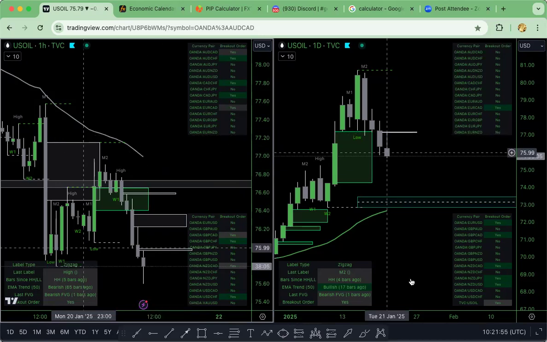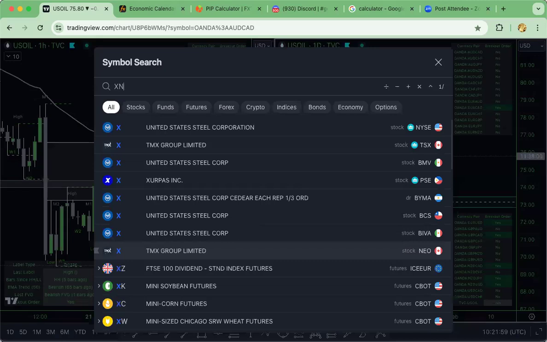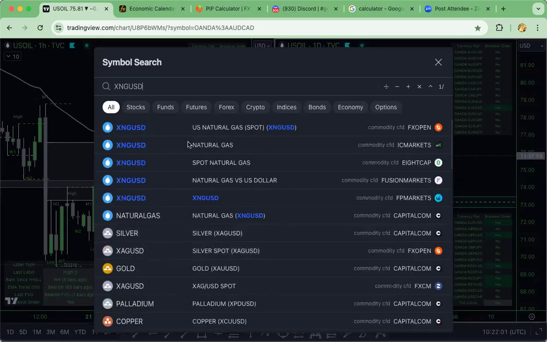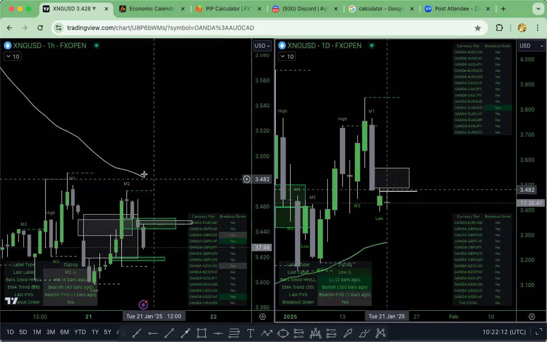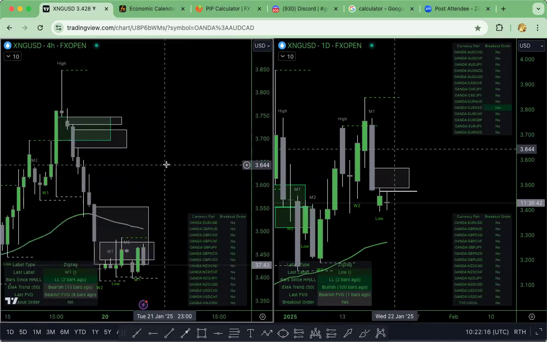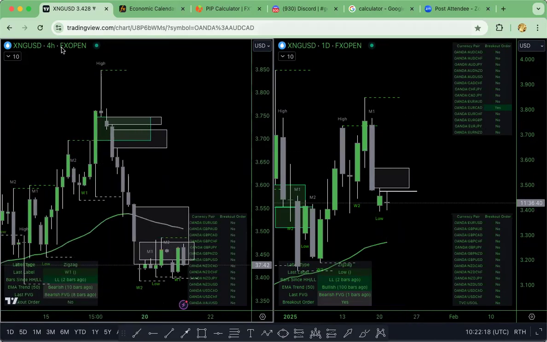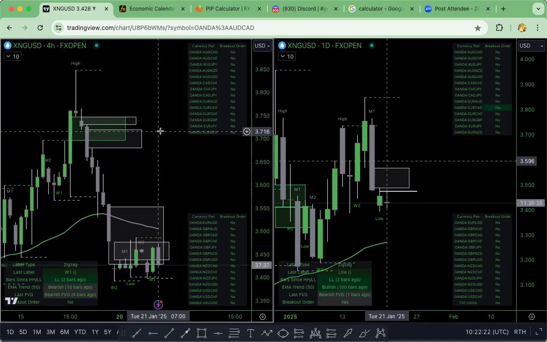XNG USD. Let's go into here. Where's XNG USD? US natural gas. I don't know if this one will work here, but yeah, we have it here as well, guys and girls. It's the same thing. So let's go to the 4 hour first, and then we'll check a lower time frame. Obviously, this is FX open, so there's more gaps probably on this brokerage.